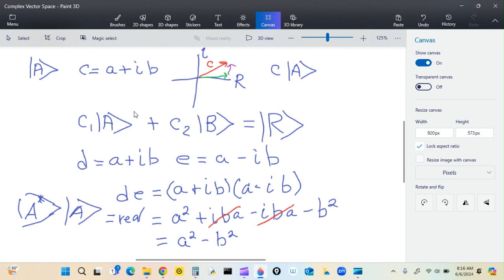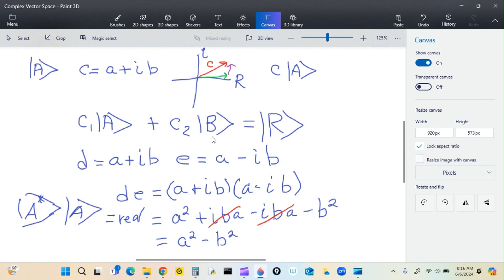If I take a complex number times a vector A and a complex number 2, a different one, times B, then that gives me another vector R. So I can actually create more infinite dimensional vectors by combining them with operations. And there's more operations than just this right here.